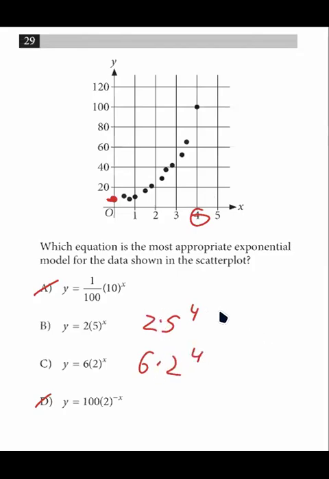2 times 5 to the fourth power is about 1,250. And then 6 times 2 to the fourth power should be around 96. So in this case, our point is at 100, so it should be approximately 100. That matches answer choice C. Answer choice B would be way too large, so the correct answer should be C.